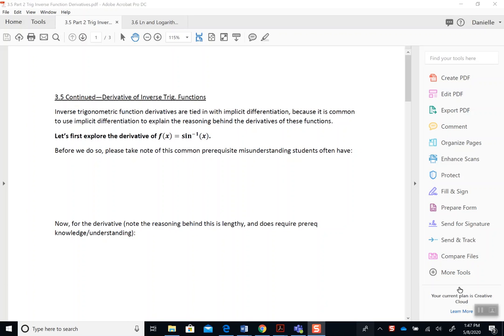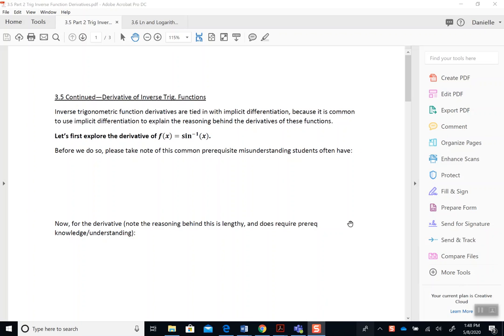Hi everyone, in this video I'll be going over section 3.5. The segment of it is about the derivatives of inverse trig functions. The reason this is built in with implicit differentiation is because commonly to figure out what the derivatives of the sine inverse, the cosine inverse, the tangent inverse, etc. functions are, we use implicit differentiation.